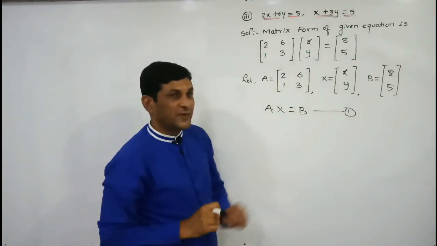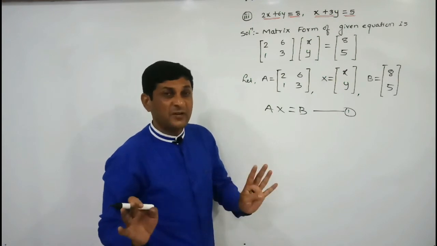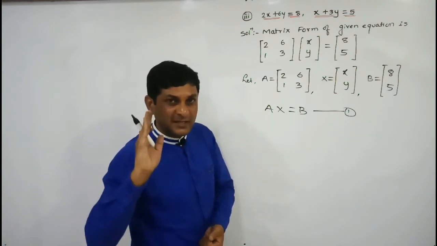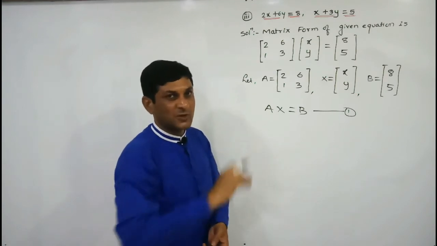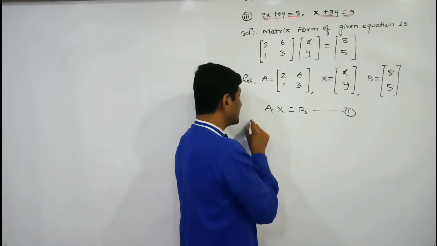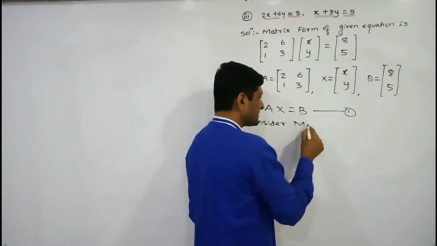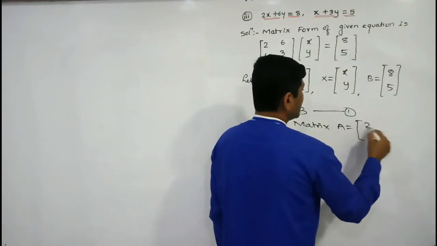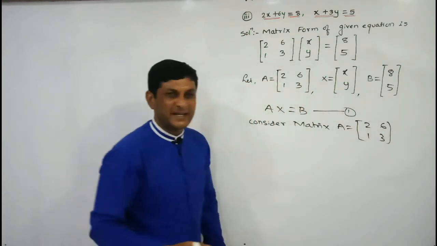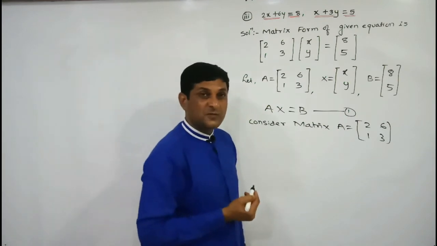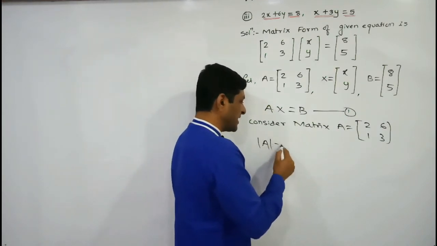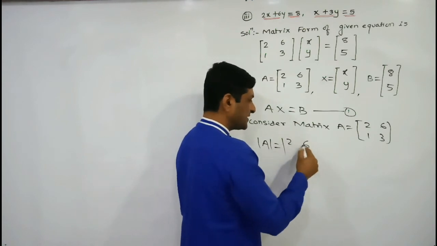Now we are trying to find the inverse of this matrix, and to find the inverse we have three choices. Use either row transformation, column transformation or the adjoint method. So consider matrix A, and the elements of this matrix are 2, 6, 1, 3. Let us try to find the inverse of this matrix by the adjoint method. Our first step is to find the determinant of this matrix. So write down all the elements of this matrix in a determinant.